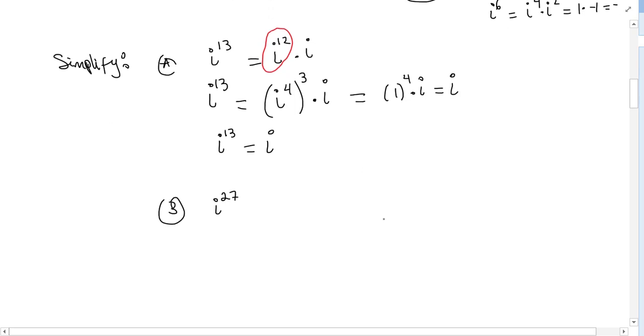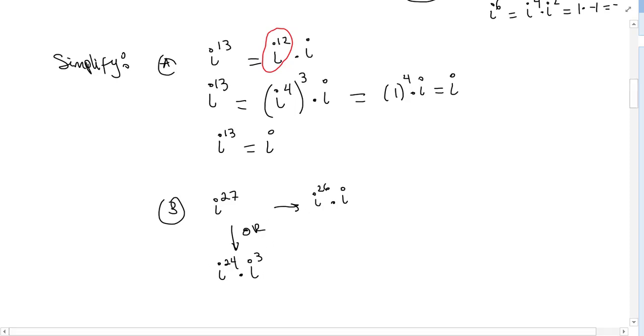So from here you can go different ways. You can say this is i to the 26th times i, because that gives you i to the 27th, or you could also go i to the 24th times i cubed. Why 24? Well, 24 is divisible by 4, and then I can use the simplicity of i to the fourth equals 1 to simplify that.